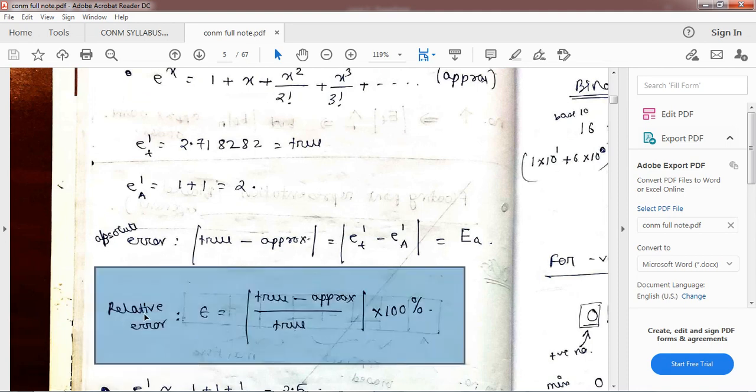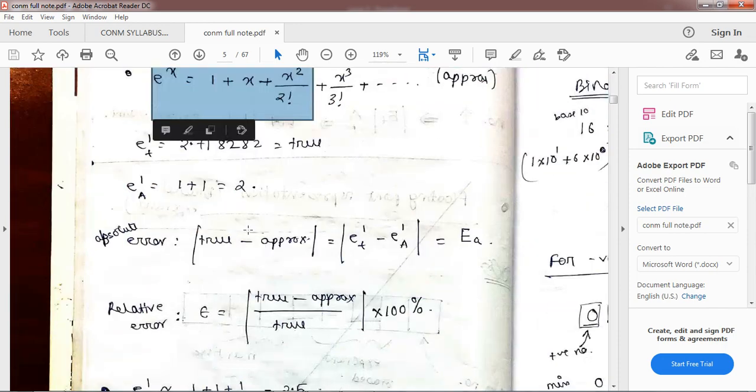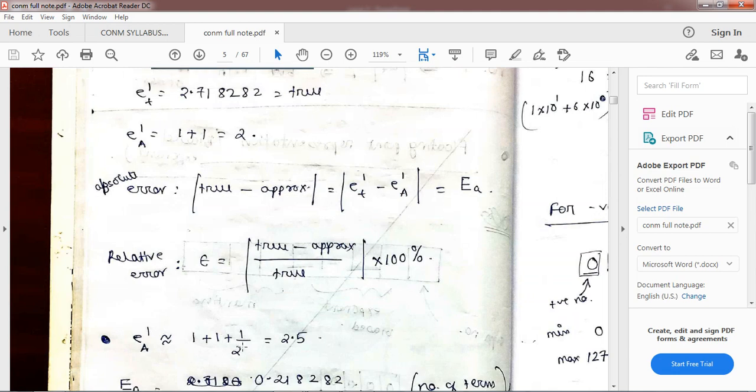Now suppose I take up to the first three terms. I'm considering the first three. Then what will I have? I will have 1 plus 1 plus 1 by 2 factorial, which is 2 into 1, so it's 2 only. So over here I'm going to get 2.5.